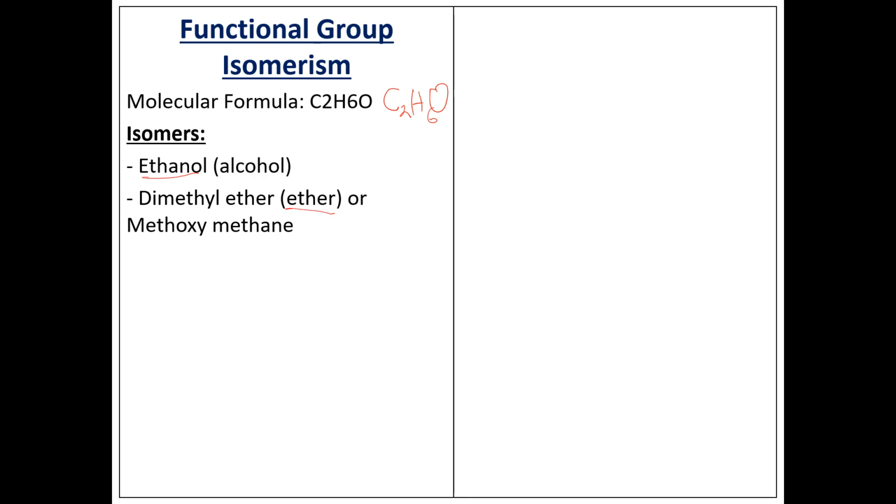Let's draw their structures. For ethanol, ethanol is written as CH3CH2OH. Does it give us the same molecular formula? Let's see. 2 carbon atoms, good. 3 hydrogen atoms, 5, 6, good. 1 oxygen atom, very okay. Are you seeing that? What about ether, dimethyl? Dimethyl, which means there are two methyl groups, and we know that the functional group of ether.